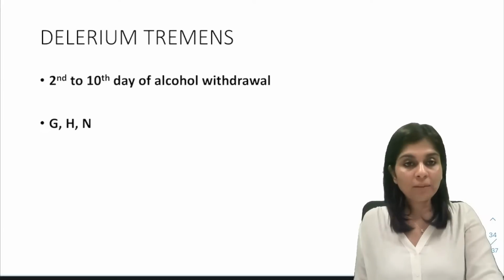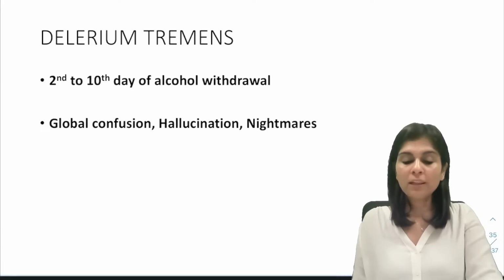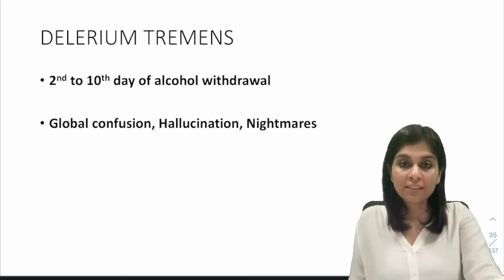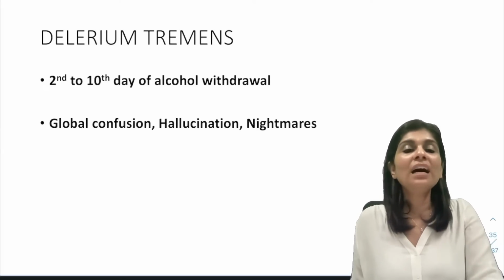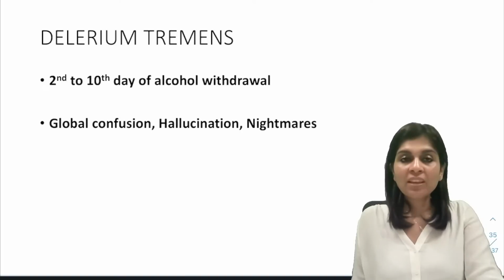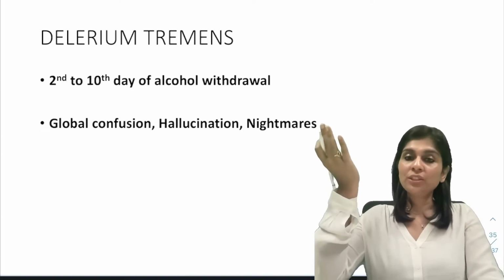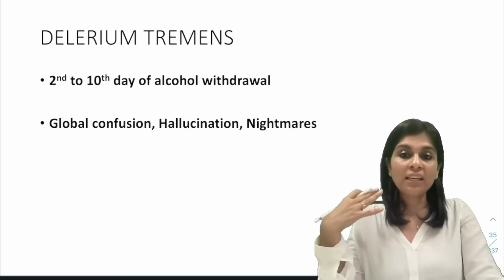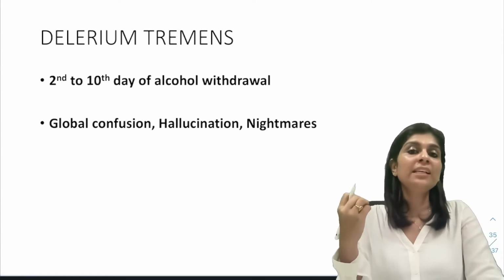Global confusion, hallucination, nightmares. It's characterized by global confusion, hallucination, nightmares. But they also present with physical manifestations because of autonomic hyperactivity. Because of autonomic hyperactivity, they present with increase in blood pressure, increase in heart rate, increase in body temperature, tremors. That is why the name delirium tremens.